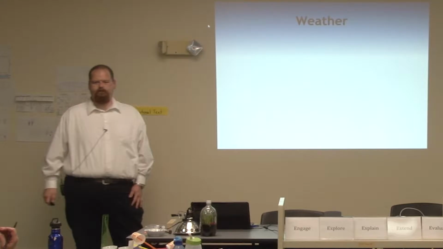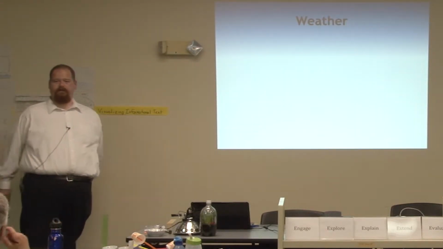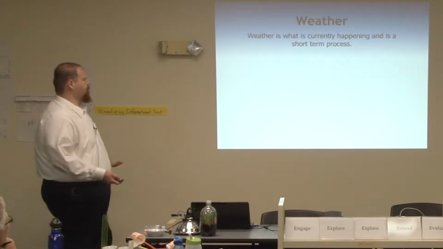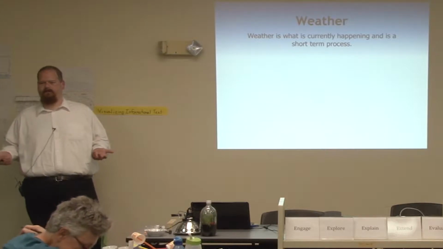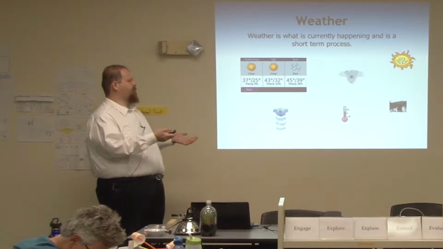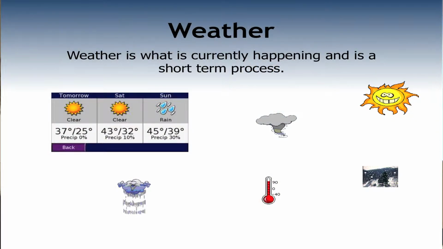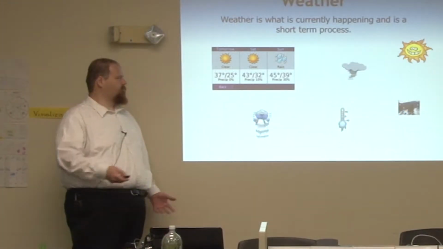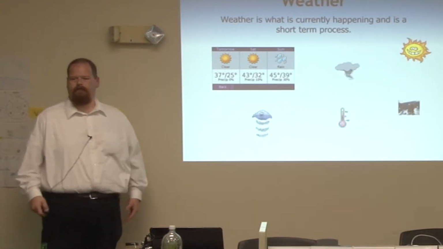All right, so let's begin talking a little bit about the weather. Everyone here experiences the weather, but exactly what is it? Weather is what is currently happening outside, and it's a very short-term process. These are things that I think are tangible to everyone. We feel the sunshine. Hopefully we don't experience a tornado that comes through, but that's another type of weather event. Snowfall, heat and cold temperatures, thunderstorms, rain, the forecast out for a few days, even weeks. That's what we talk about when we talk about weather.